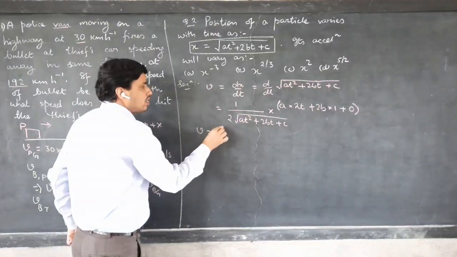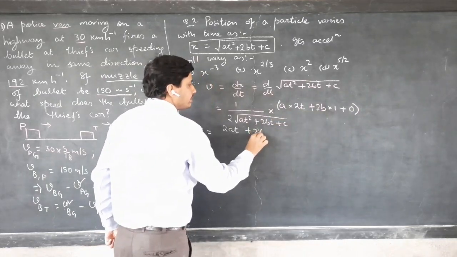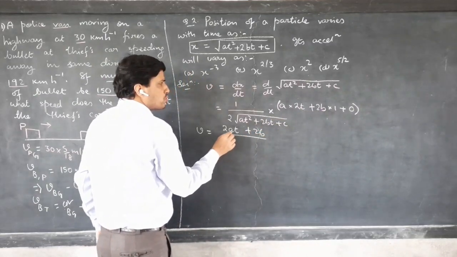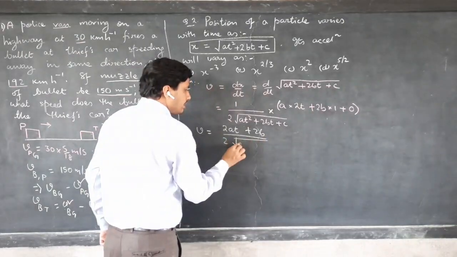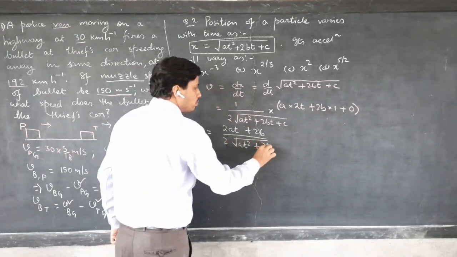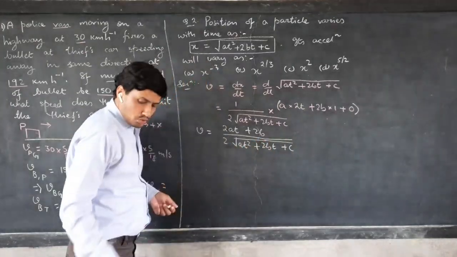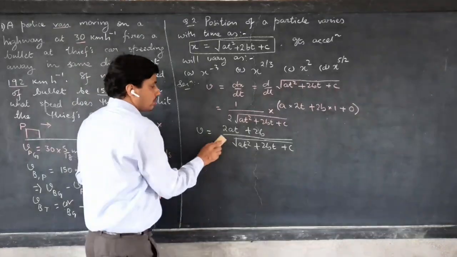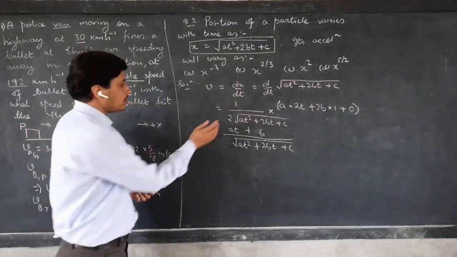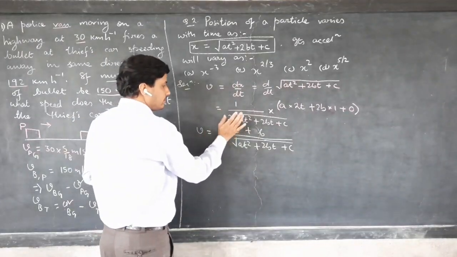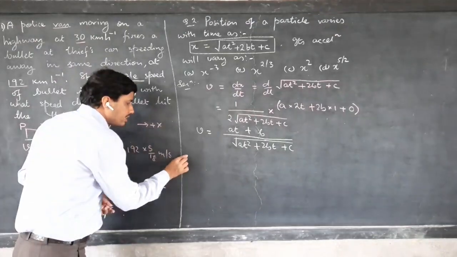Our V becomes 2AT plus 2B upon 2 under root AT square plus 2BT plus C. So we can cancel this 2 actually. This 2 will cancel from numerator and denominator, being the common factor. Now we have got V. We need to find acceleration.